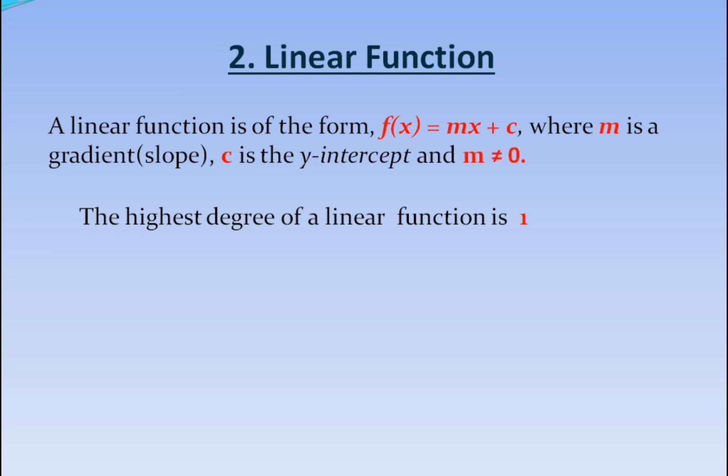What it means is that the moment m becomes 0, the function ceases to be a linear one. In that case, it becomes a constant function. That is why we are saying that m shouldn't be 0. Good. For a linear function, what is the highest degree? It is 1. You can even see from the function itself, f(x) = mx, that x has degree 1. So that makes it a linear function.